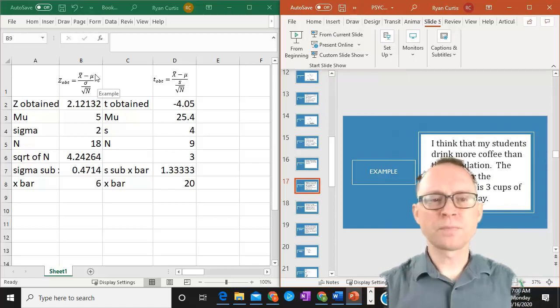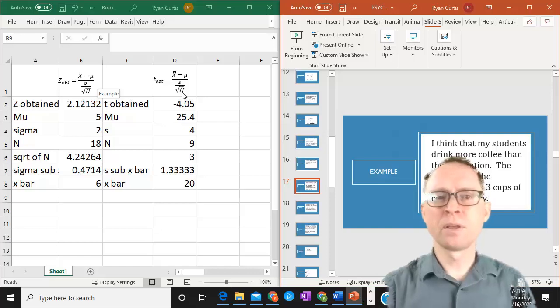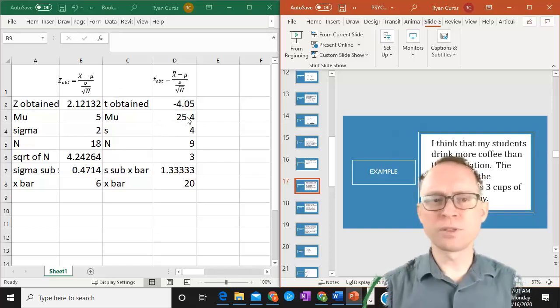So for this, we're not using the z-test. We are using the t-test over here. So we're using mean of the sample minus the mean of the population divided by S sub x bar. And S sub x bar is the standard deviation of the sample divided by the square root of n. So let's go ahead and enter these pieces of information that we have. We'll calculate this in just a second.